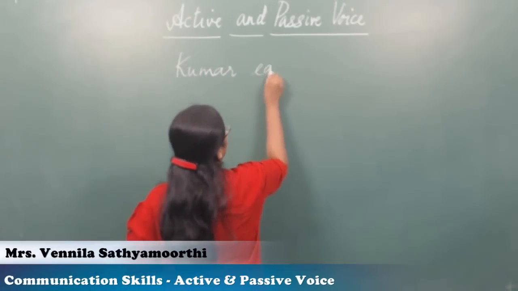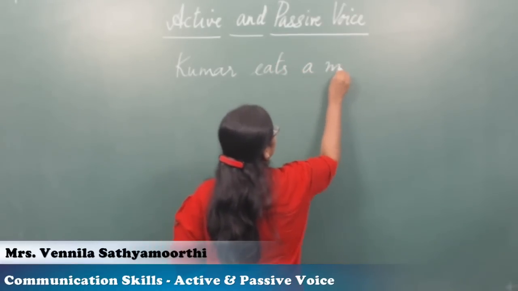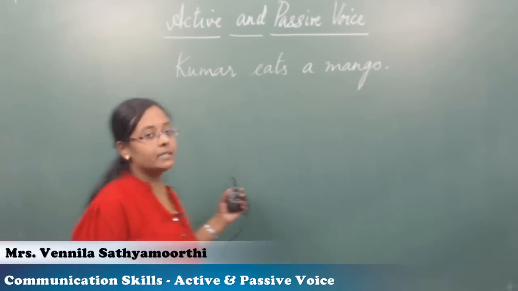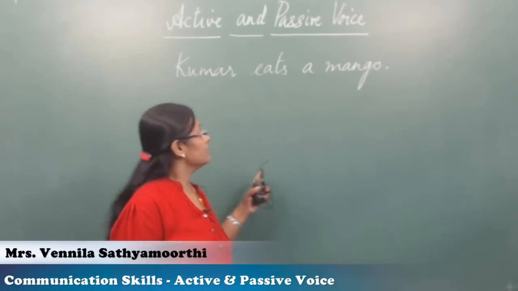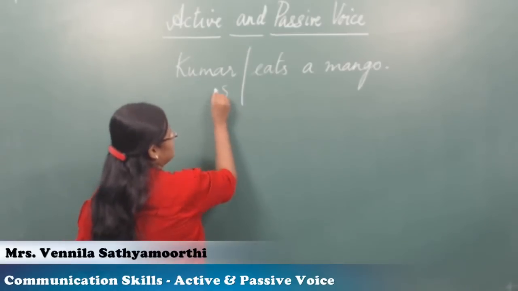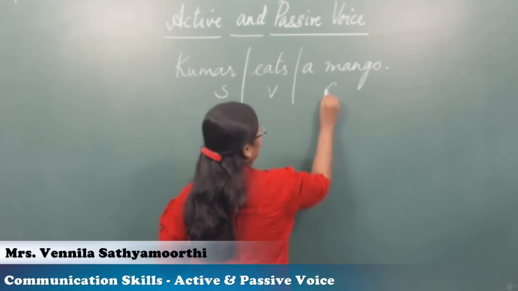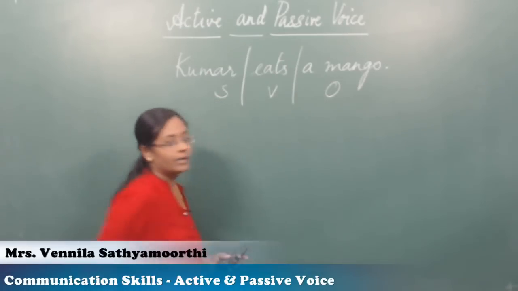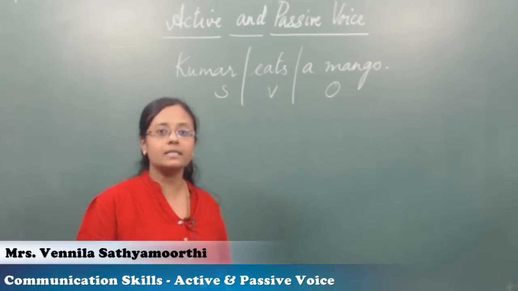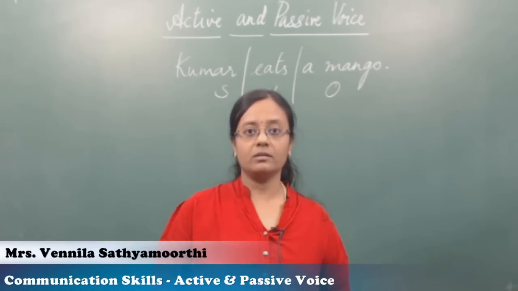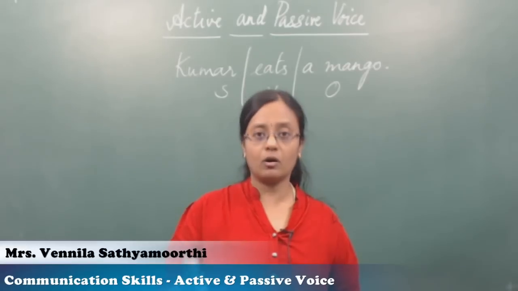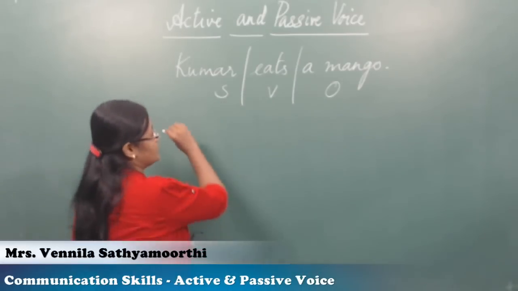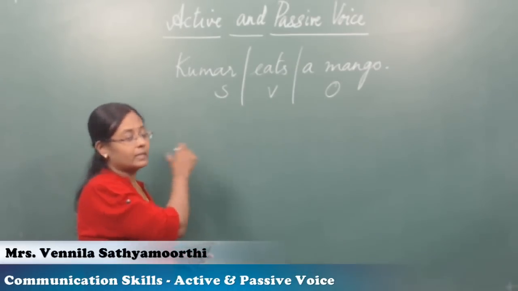In a sentence like this, Kumar eats a mango, what is the pattern of the sentence? It is SVO: subject, verb, object. This is the subject, this is the verb, and the object. What do you mean by the subject of any sentence? If you ask a question, what does the sentence talk about? The answer you get to that question is the subject. The subject of a sentence is the most important thing in the sentence.